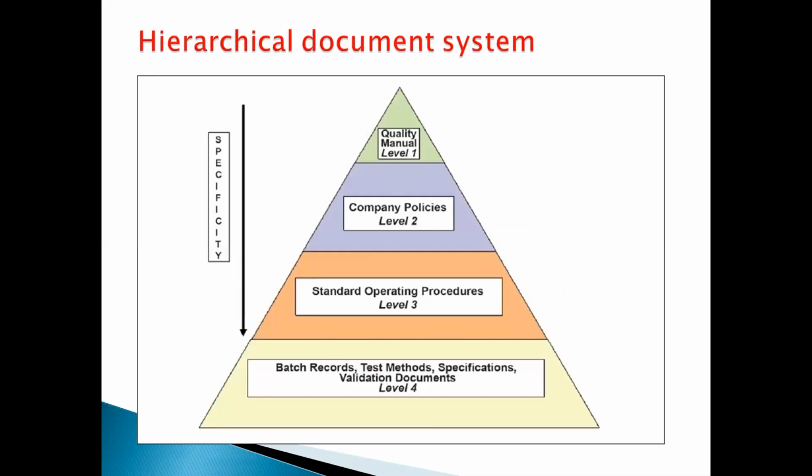Then we'll see the hierarchical document system, how the specificity usually goes. Number one is the quality manual, level one, and number two, company policies. Level three is SOPs, that is standard operating procedures, and level four is the batch records, test methods, specifications, validation documents, and all. This is a small document hierarchy.